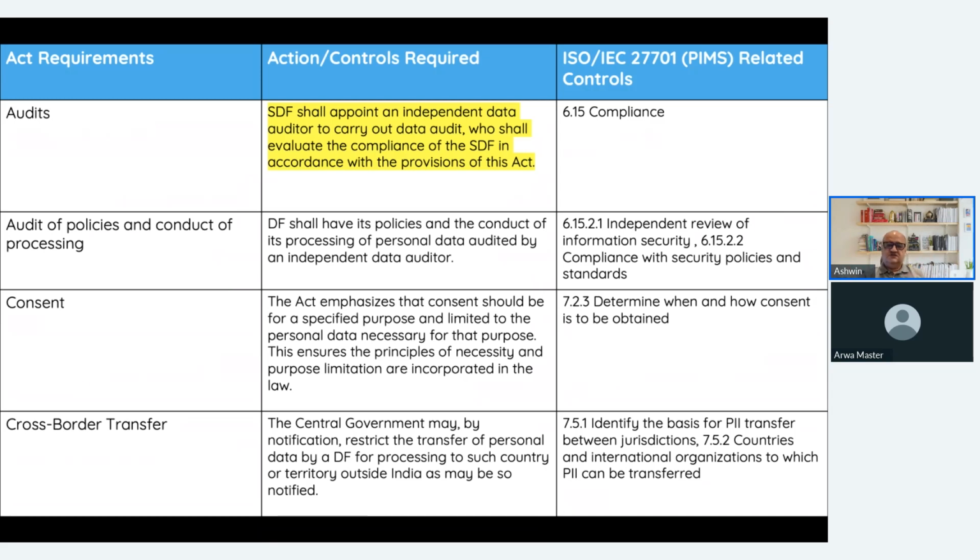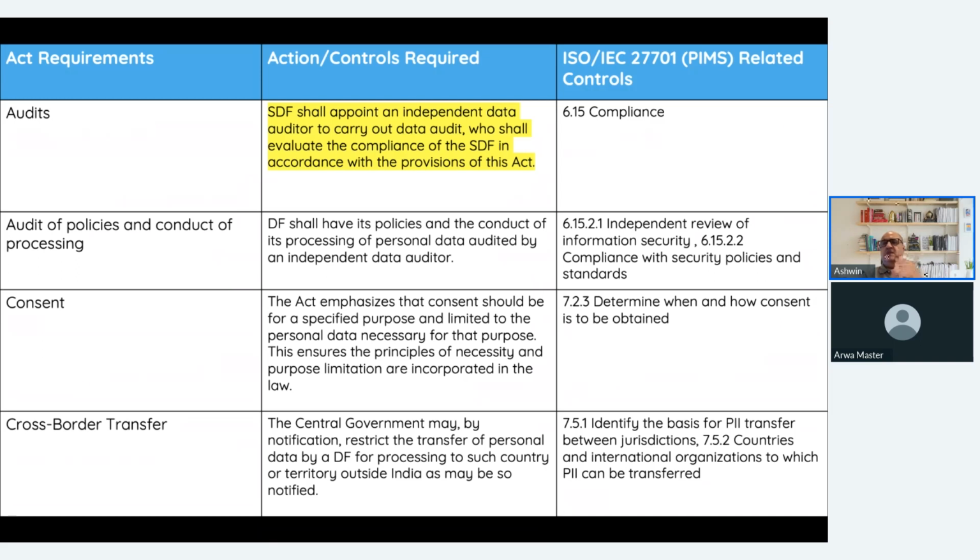Even the 27701 talks about those aspects clearly. Now, auditing policies is also covered. Consent, we all just discussed. We need to have a specific consent, explicit consent, whatever we call it, but we need a very purposeful consent for that specific activity that we are going to do, and that is very, very clear across the majority of the standards, including the DPDP Act. Cross-border transfer we just discussed.